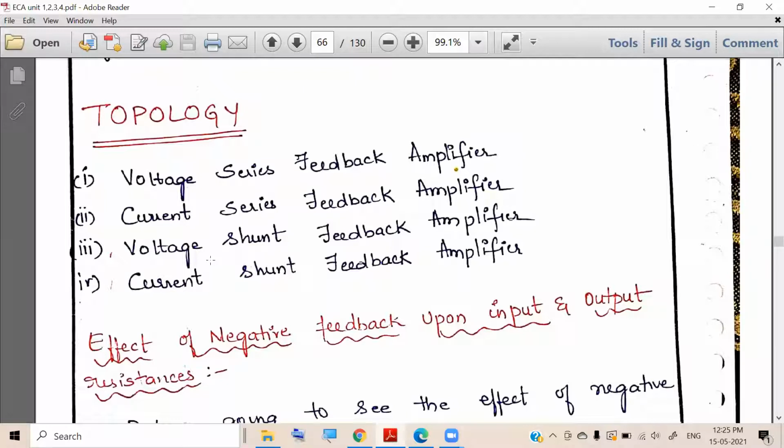For voltage shunt feedback, what will happen to the input resistance? Easy question. I told you shunt connection means resistance reduces. We have seen it. Decrease. Yes, correct. For voltage shunt feedback, input resistance reduces. What about output resistance? Yes, decrease. Very good. Output resistance also reduces.